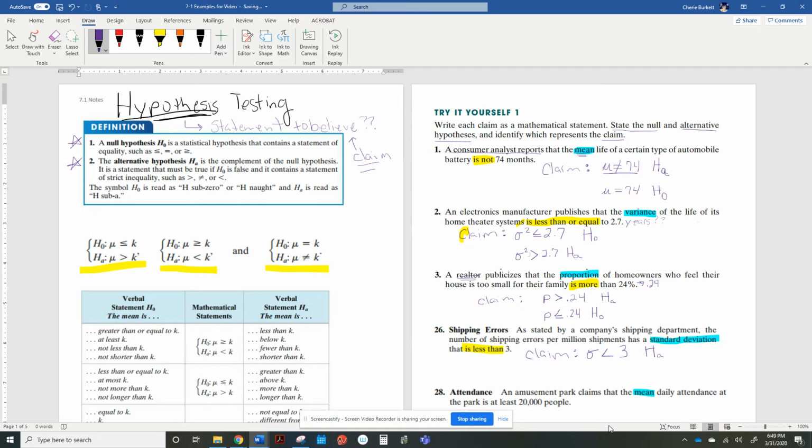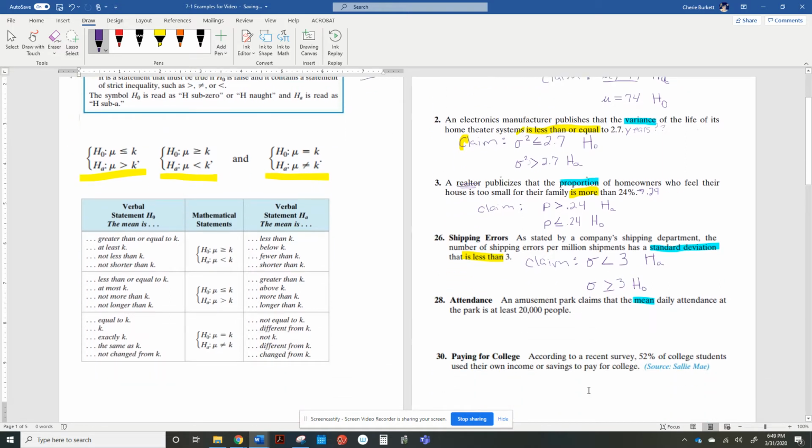Now we're going to write a statement that's the opposite of this one, the standard deviation. What's the opposite of being smaller than 3? Well, being bigger than 3. This one did not contain equality, so we have to put the equality down here with this one. And since this one contains equality, it's the null.